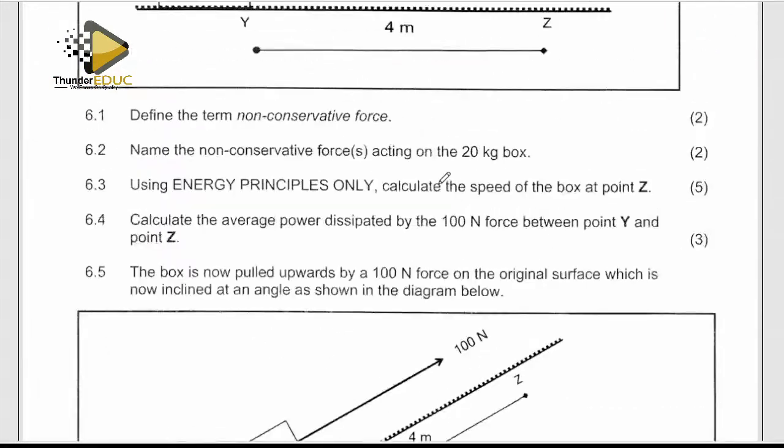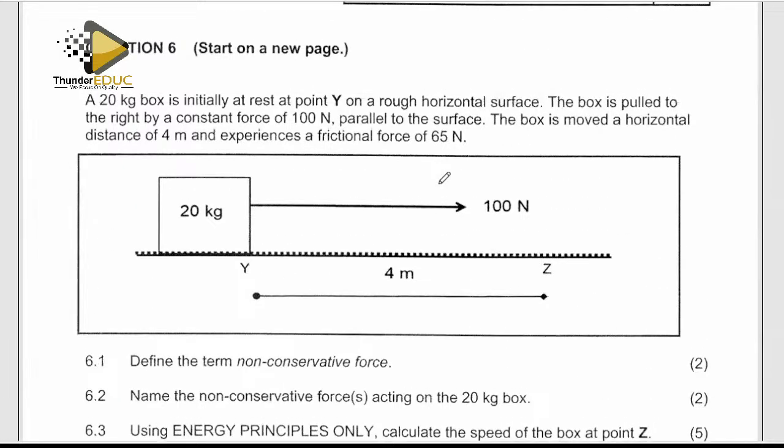Okay. Question number 6, they're telling us that a 20 kg box, initially at rest at point Y on a rough horizontal surface, is pulled to the right by a constant force parallel to the surface. The box is moved a horizontal distance of 4 meters, and it experiences a frictional force of 65 newtons. Can we define the term non-conservative force?